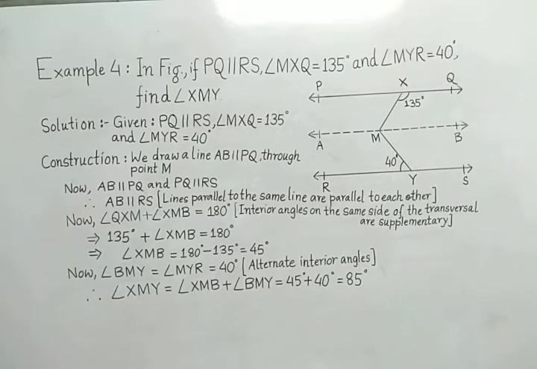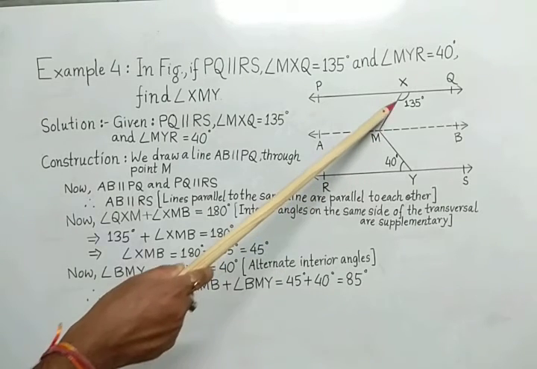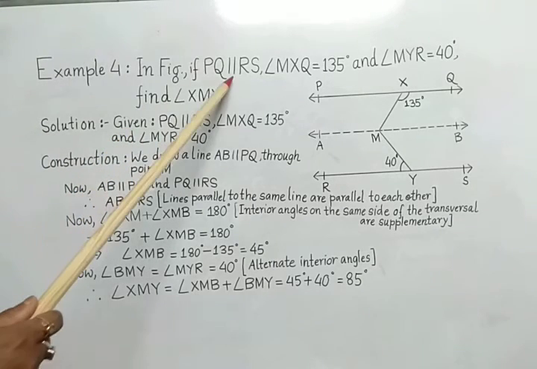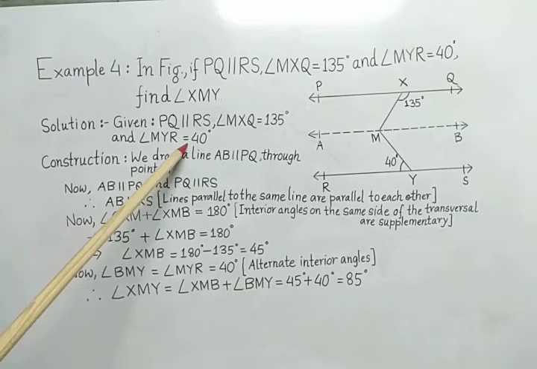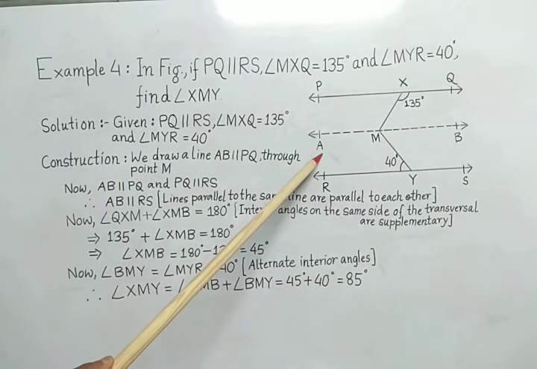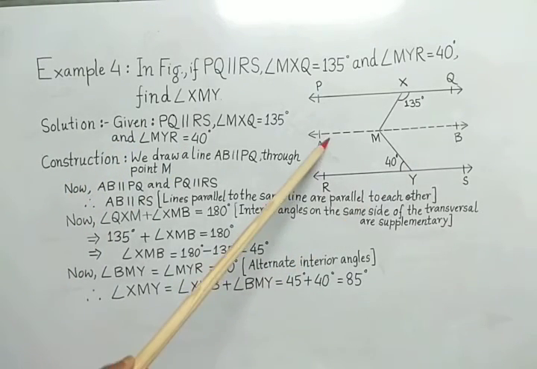Now what we need to find in this question is that we need to find angle XMY. Clear? So first of all, in the solution we'll write down what is given to us. Directly from the question itself we can write it down. Next we need to do some construction. As you can see here, I have drawn another line AB and I have given here dotted line. Why this dotted line is given? In geometry, whenever we do any kind of construction, it is shown by a dotted line.